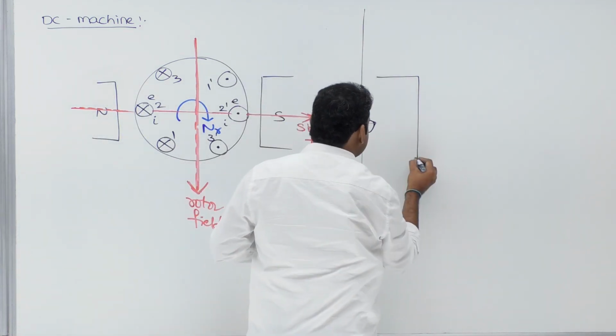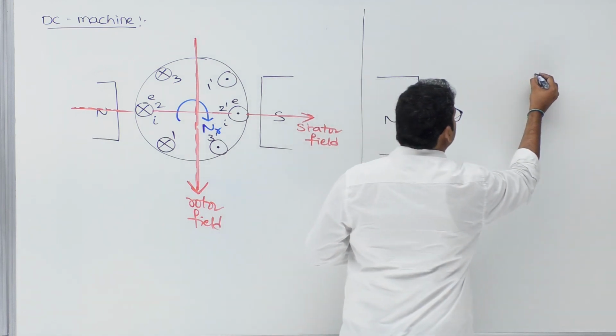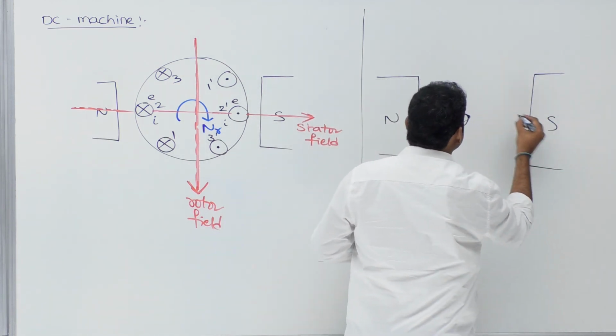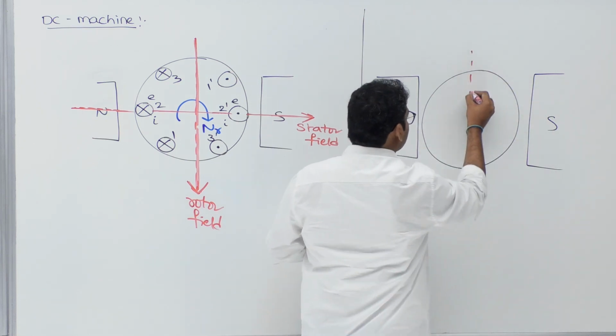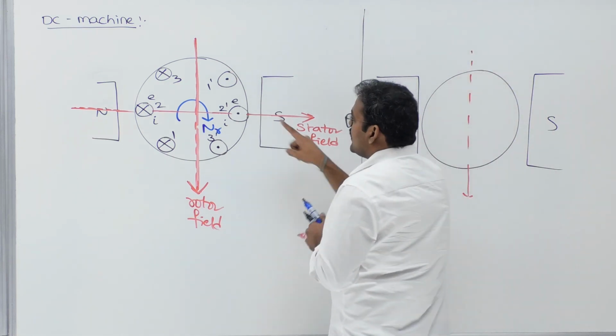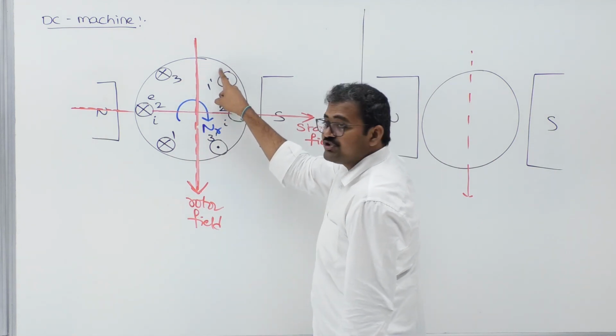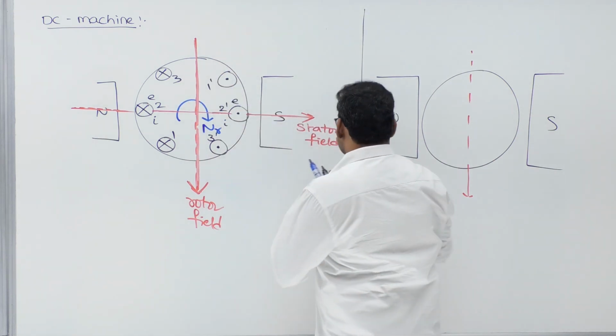Stator poles won't change. This is the north pole. Here we have a south pole. Coming to the rotor, this is the interpolar axis. Tell me, this conductor 3 will come to this position if the rotor is rotated in the clockwise direction.